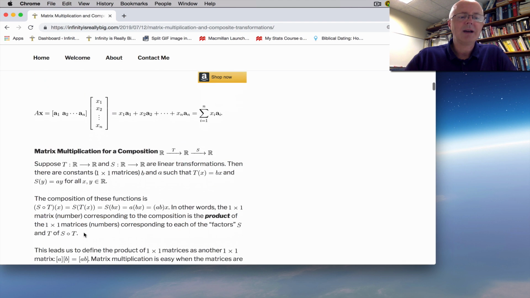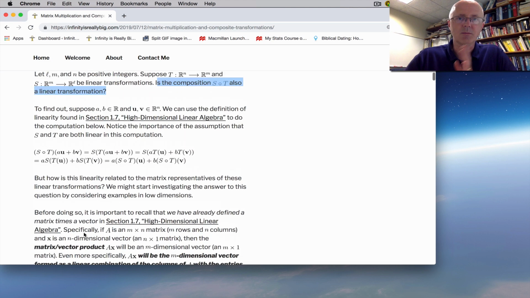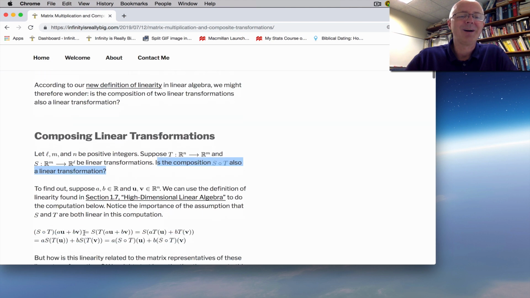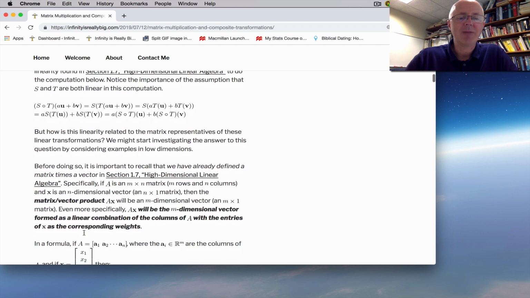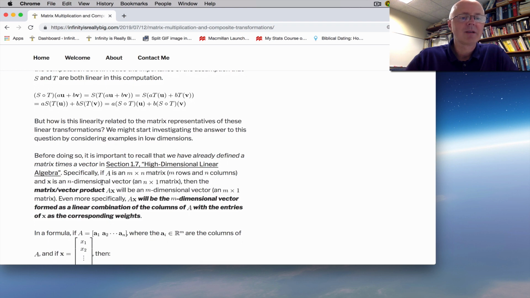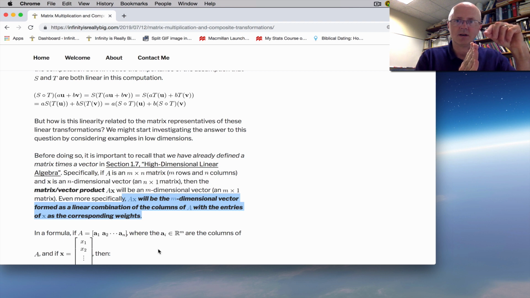Before we get into the main content now, this is all prelude, we should re-emphasize what I said at the beginning. If A is an n by n matrix and X is an n-dimensional vector, an n by 1 matrix, a column vector, we can form the matrix vector product. We've talked about that before. AX will be the m-dimensional vector formed as a linear combination of the columns of A with the entries of the vector X as the corresponding weights.